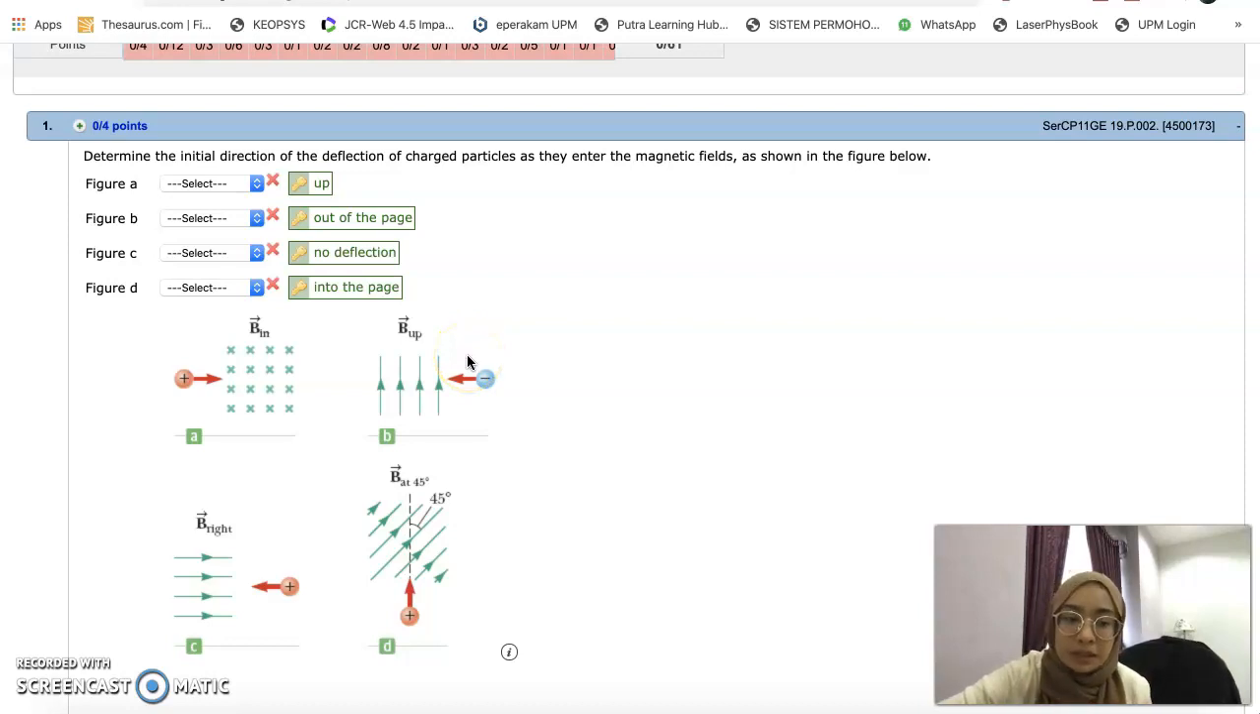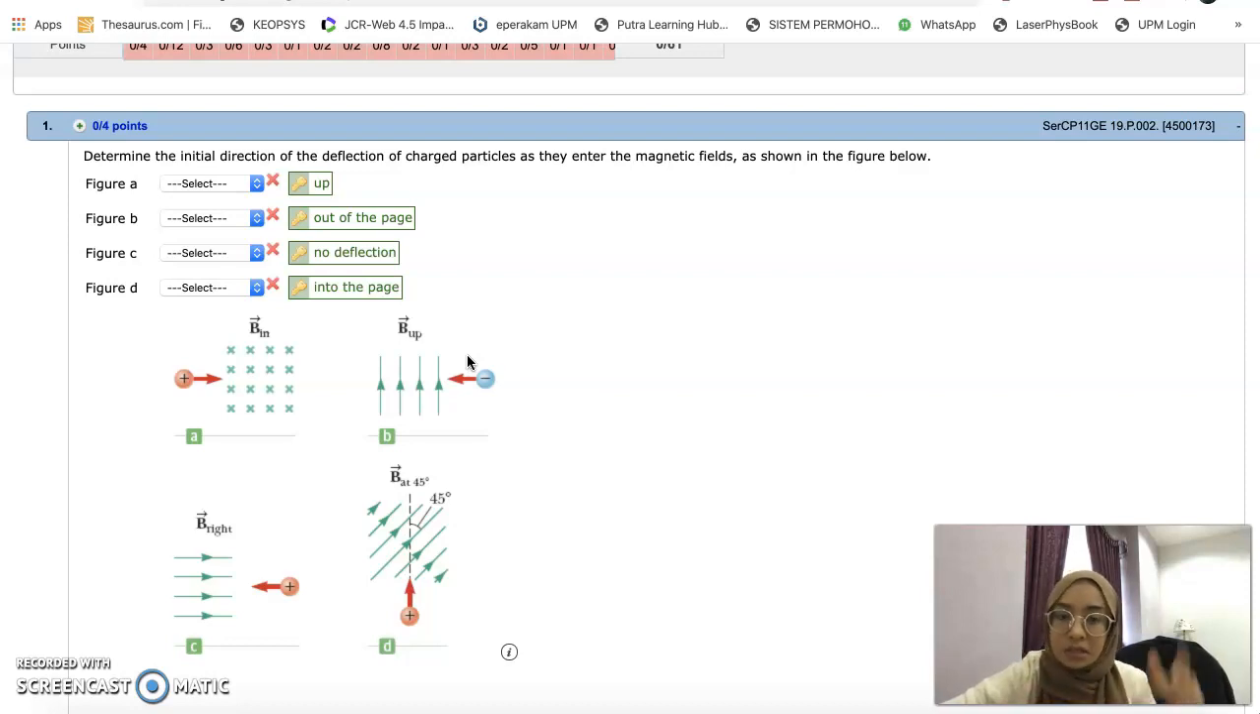Now, for a charged particle in a magnetic field, you know that we have to use the right-hand rule, right? The right-hand rule whereby the thumb points towards the force, the index finger points towards the velocity or the direction of the charge, and your middle finger points towards the direction of your magnetic field. However, the right-hand rule direction applies for a positive charge. If your question asks about a negative charge, then the answer will be whatever the opposite direction dictated by the right-hand rule.